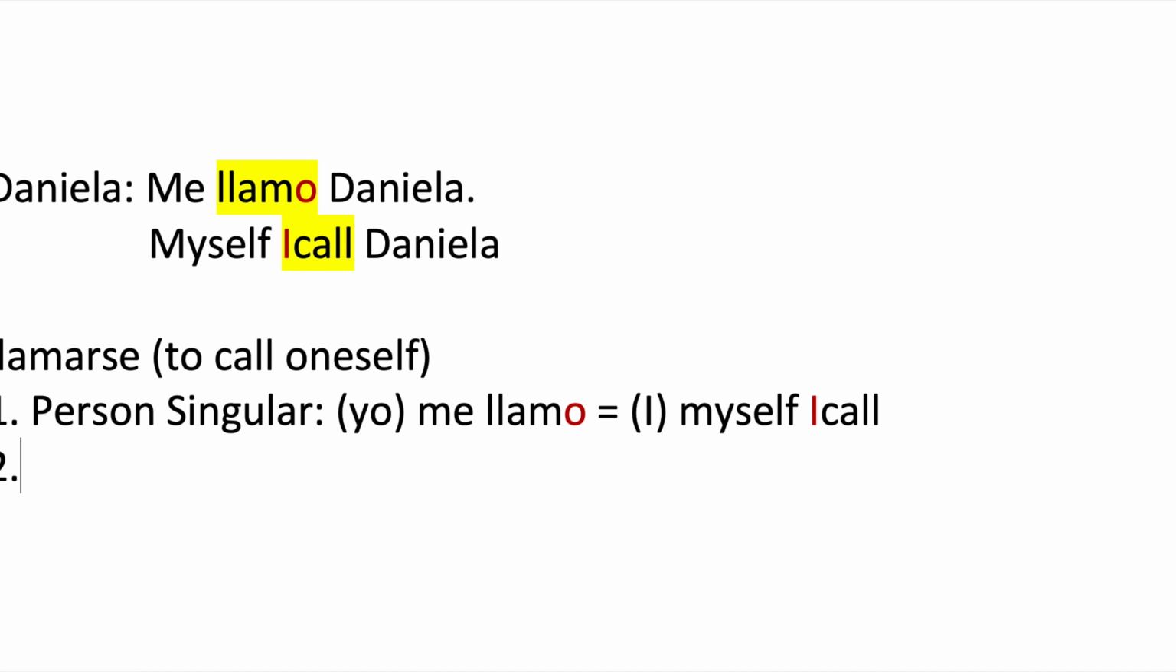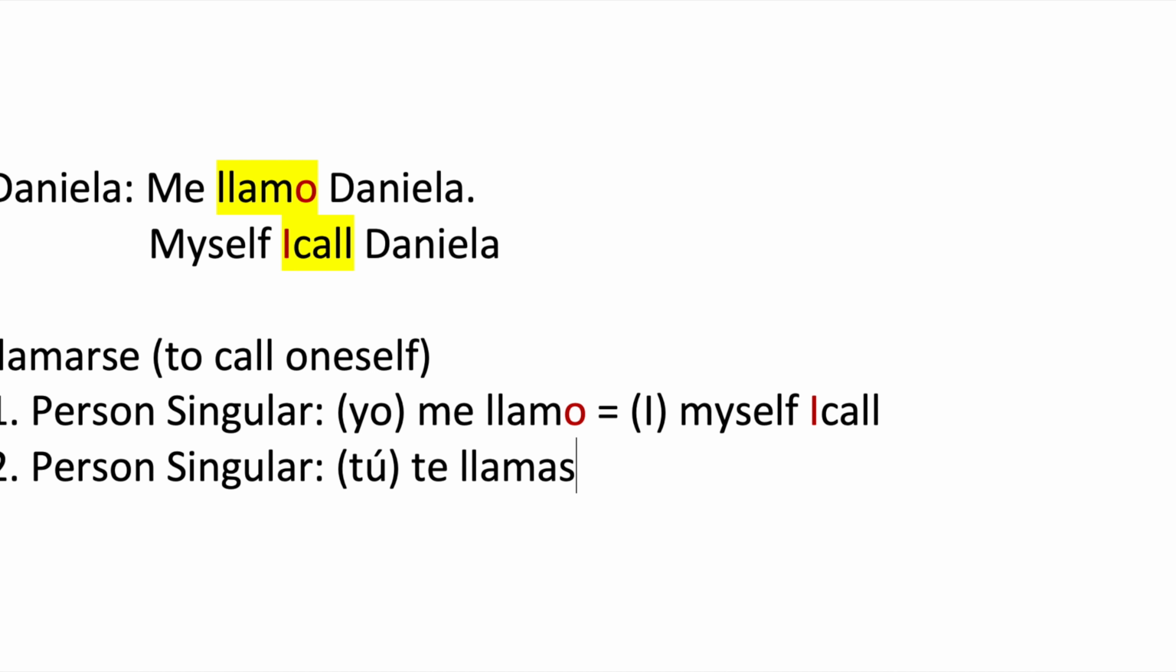And the second person singular form that we've just learned is tú te llamas. And this means you, which you can omit, yourself, and llamas, the as ending, indicates that the verb to call is conjugated in the you form. So this means I call myself and you call yourself.